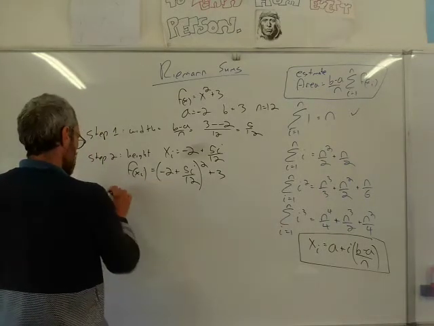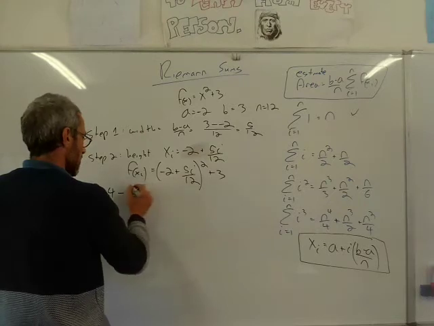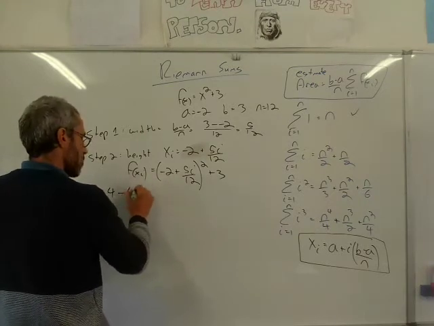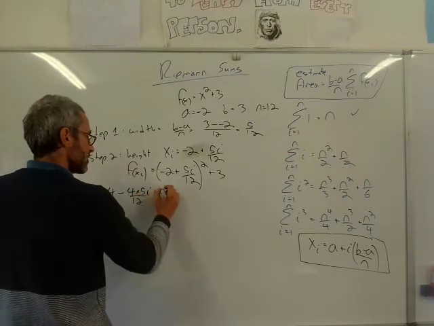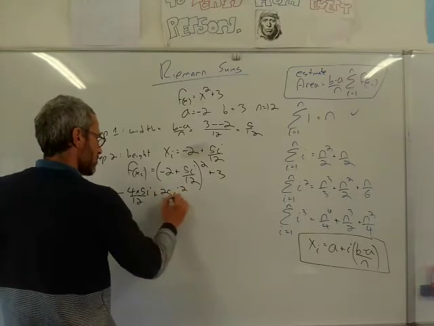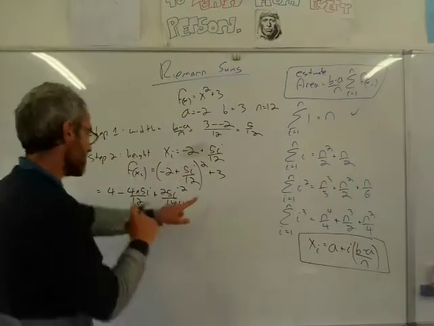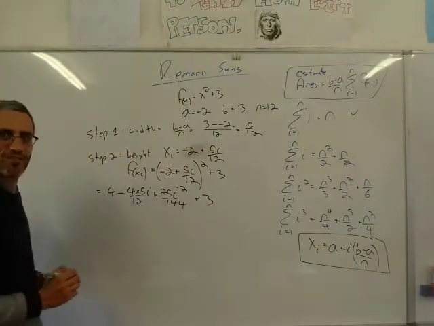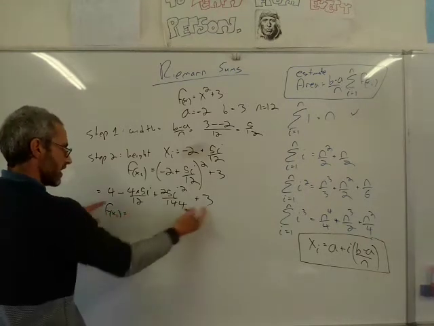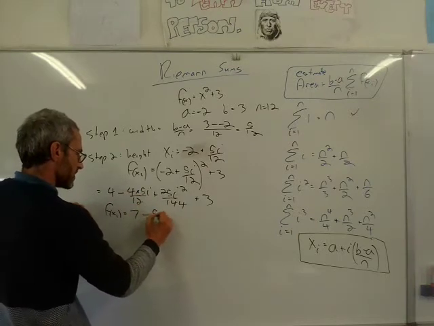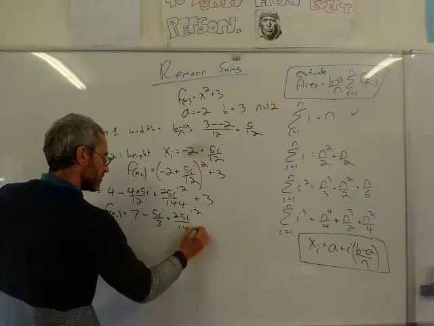So minus 2 squared is 4. I'll just write it down like that. Minus 4 times 5 over 12 i, plus 25i squared over 144. Let me just check that I've done it right. Indeed, I did forget the plus 3. So now adding it all together, f of xi is 7, that's 4 plus 3, minus 5i over 3, plus 25i squared over 144.